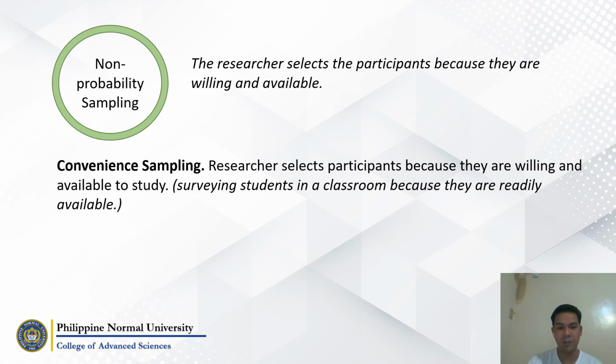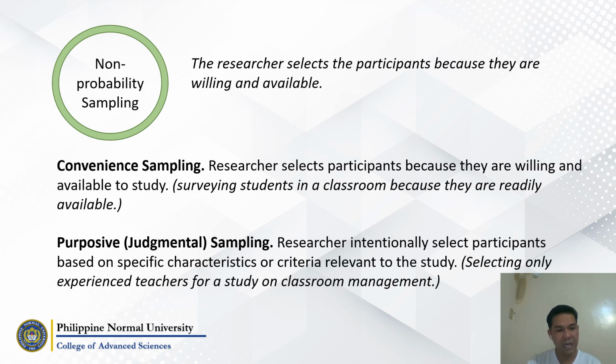target participants or respondents. Same with purposive or judgmental sampling, wherein the researcher intentionally selects participants based on specific characteristics or criteria relevant to the study. Say, for example, selecting only experienced teachers for a study on classroom management. So you have here a purpose, and that is only the experienced teachers. Or, you are judging it because you are actually classifying something specifically, one that works with your research.